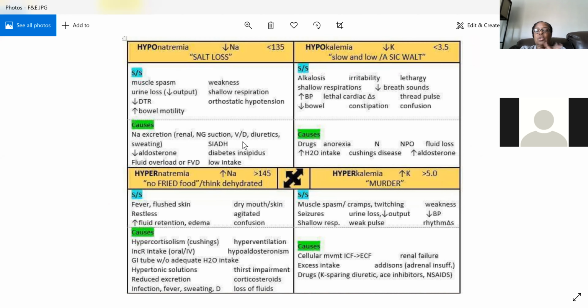So causes of cellular movement, intracellular from the extracellular, or to the extracellular. So we're moving potassium from inside the cell to outside the cell. And so these are all of the things that we've already witnessed. Here's your signs and symptoms. They're kind of right there in a little box for you. So hopefully that's helpful.